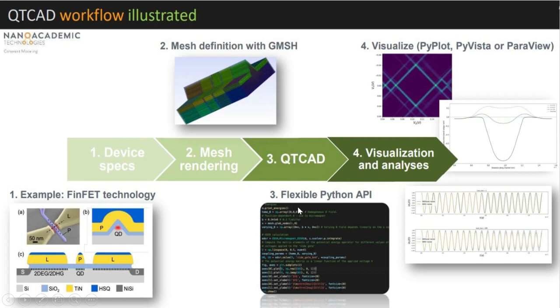The Python API enables you to first load the image, but also to define materials throughout the structure. Like you can define doping density, boundary conditions, and the quantum model to be solved, and ultimately launch the simulation. When the simulation is done, the results can be visualized with standard Python-compatible visualization tools like PyPlot, PyVista, ParaView, and these are open source software. So this is the QTCAD workflow.